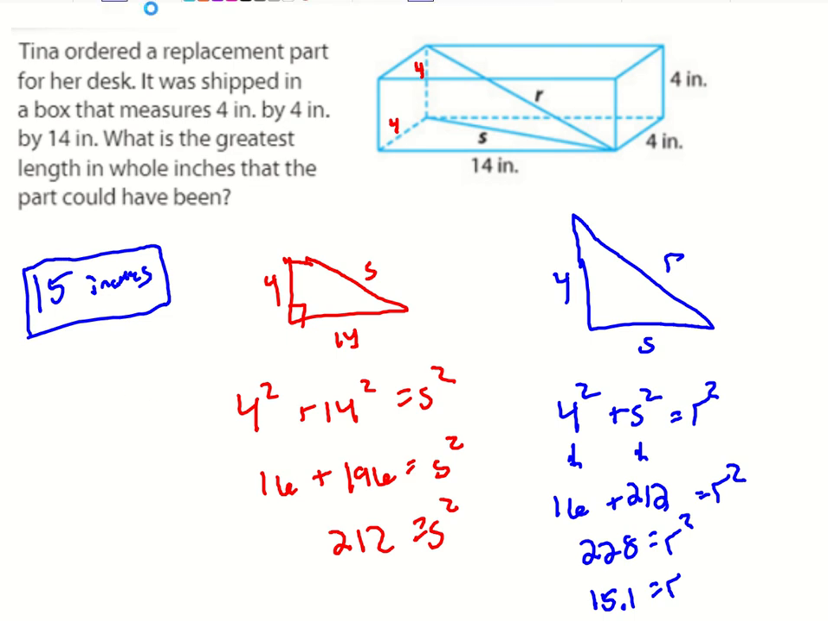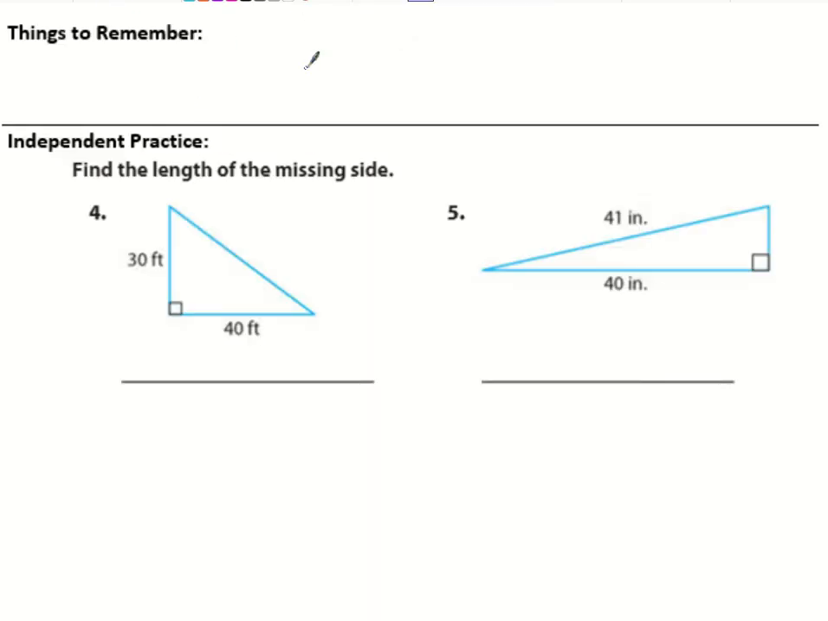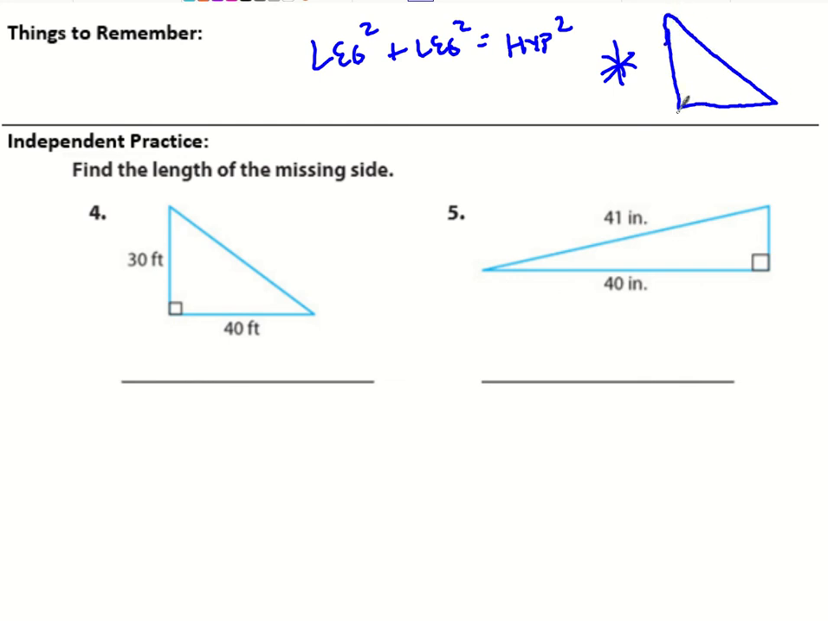All right, that is all. So things to remember, I want you to write this again. Leg squared plus leg squared equals hypotenuse squared. And I also want you to draw again. I don't care if you already have it once, having it twice will help a lot. Draw another right triangle, and then on that right triangle, label the sides. So label what the legs are, and then label your hypotenuse. And then you should be good to go.